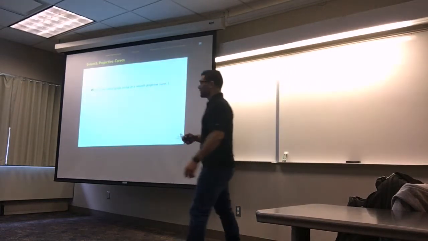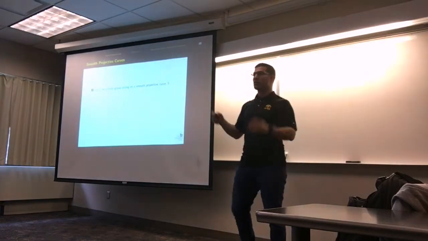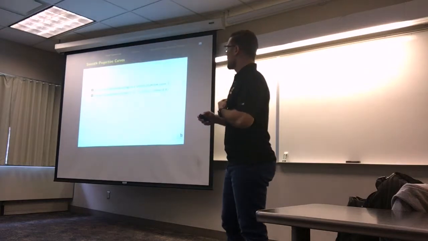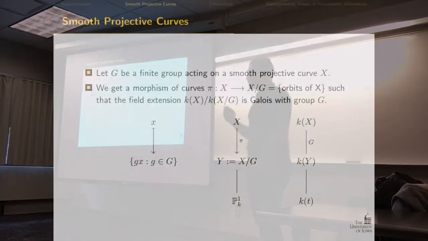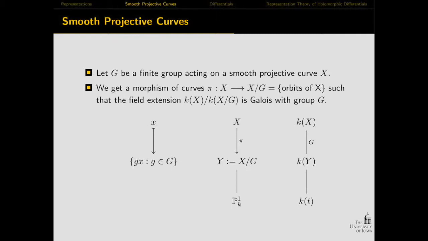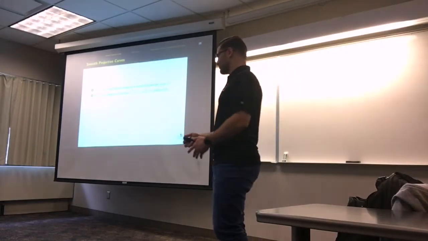Well, we're going to let G be a finite group, and we're going to let it act on the curve X. Just a regular old group action. And we get, then, through that, a morphism of curves, which I'm going to denote by a pi that goes from X to X mod G, where X mod G just denotes the orbits of X. And so I'm saying that this is a morphism of curves, which means that X mod G, the set of orbits, better be a curve. And it is.